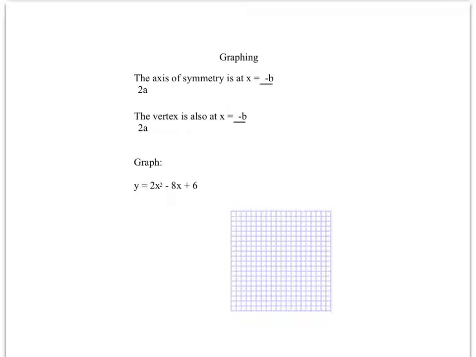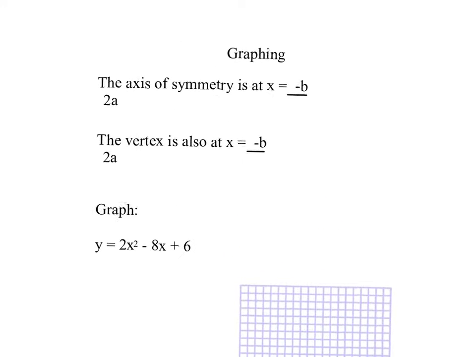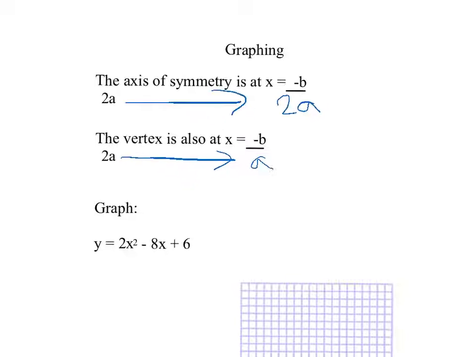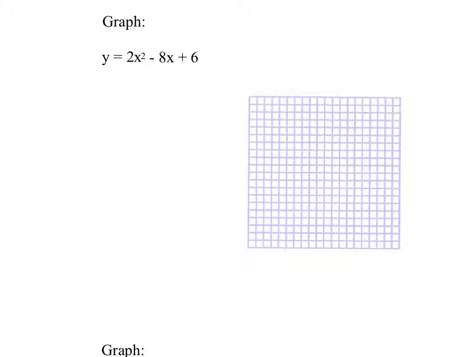Alright, so just once again, we're looking at this. The axis of symmetry is negative b over 2a. Apparently my typing is going to be off now that I translated it. And the vertex is also at negative b over 2a. So let's go ahead and graph another parabola. Here we have y equals 2x squared minus 8x plus 6. Alright, let's make this a little bit bigger here.